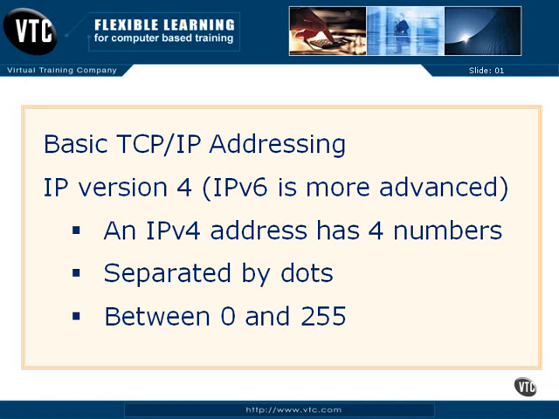IP version 4 addressing uses 4 different numbers. They're separated by dots. Each number is between 0 and 255. The format is known as dotted decimal notation.